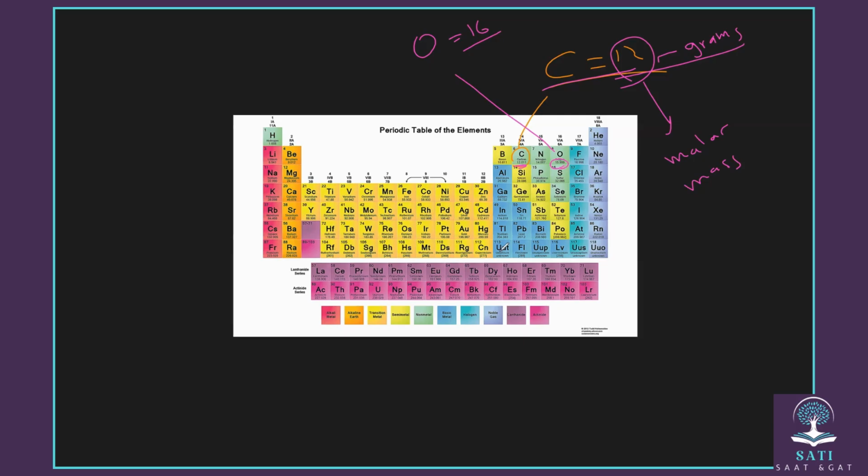And what does that molar mass mean? It means the mass of 1 mole of carbon atoms in grams. I hope that is clear.